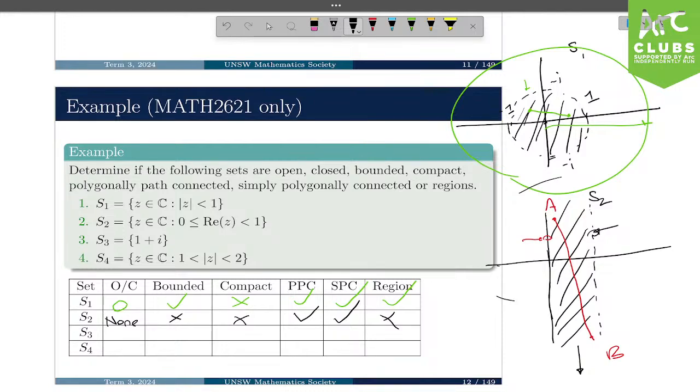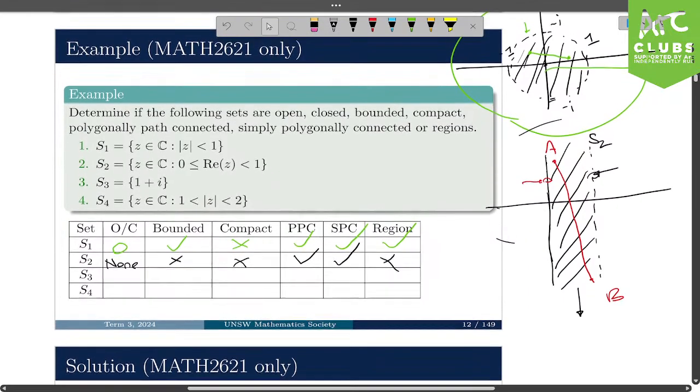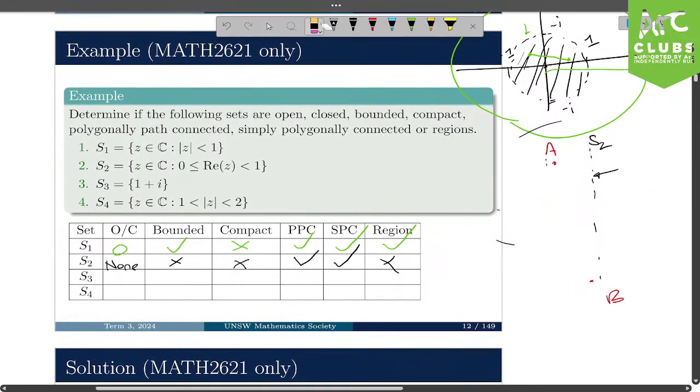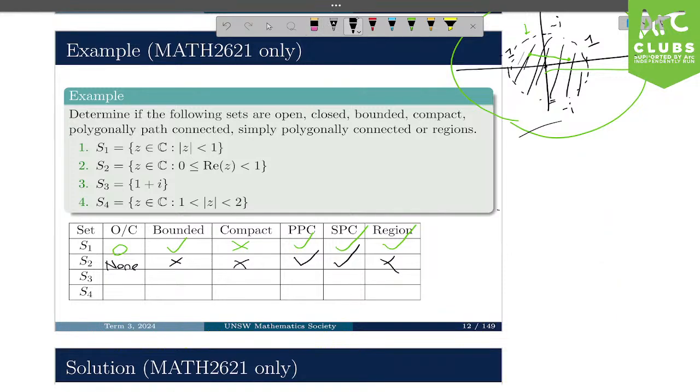And the most interesting part is this S3 here. So let's erase this. What is our set S3? Our set S3 is just a single point, which is 1 plus i. Now, is it open or closed?